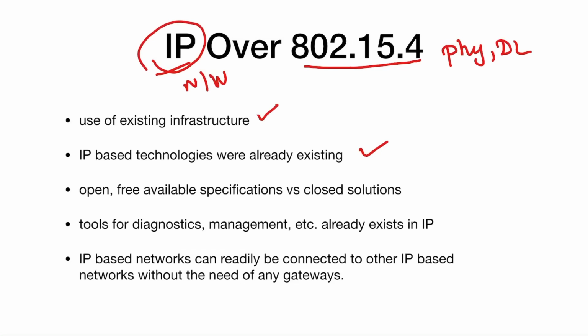Open, freely available specifications versus closed solutions. We have IP, everything is open and freely available. Tools for diagnostics and management already exist in IP. So IP can be monitored, diagnosed, and managed very easily by ICMP and other protocols. So that is one advantage. IP based networks can readily be connected to other IP based networks without the need of any gateways. Even without gateways or routers, we can connect one IP network to another very easily. Because of these reasons, IP over 802.15.4 will be seamless. That's the first step towards 6LoWPAN.